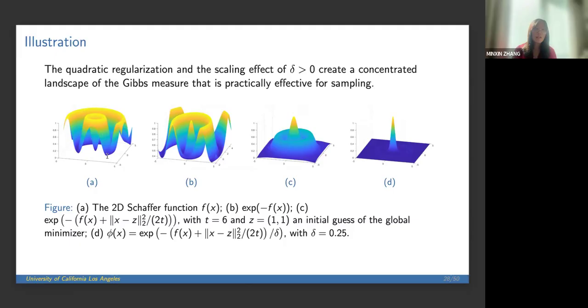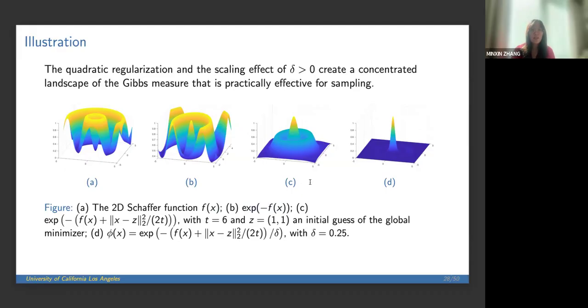So here's an example. We consider a two-dimensional benchmark function called the Schaffer function, which is shown in picture A here. You can see it has a very complex landscape with many local minimizers and maybe only one global minimizer. Then we do a transformation in B, which transforms f of x to exponential of negative f of x. So the minimization problem becomes a maximization problem of this exponential function. But this landscape is still very complicated, and it's very difficult to directly minimize or maximize it.